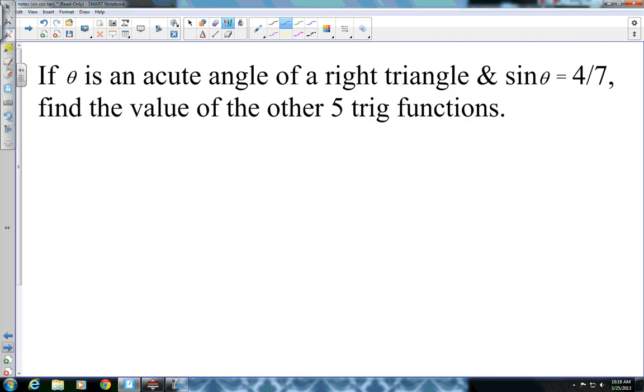Okay. Last one again. I expect to see pictures drawn with these. We're given a short story problem. If theta is an acute angle of a right triangle, and the sine of theta is 4 over 7, find the value of the other 5 trig functions. First thing you do is draw a right triangle, and you decide which angle you want to identify as theta. It doesn't really matter.